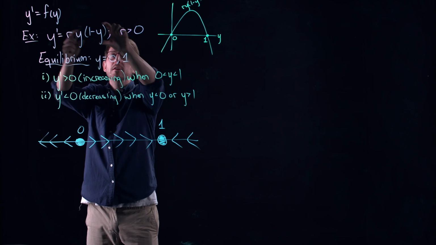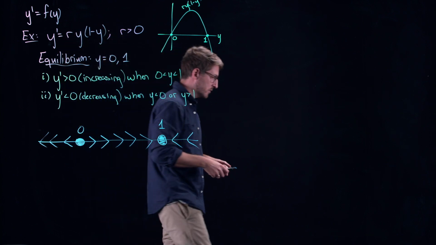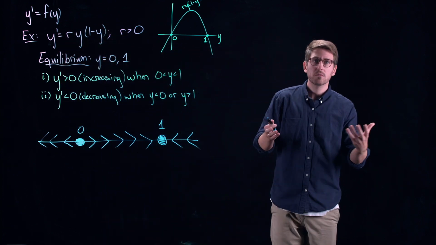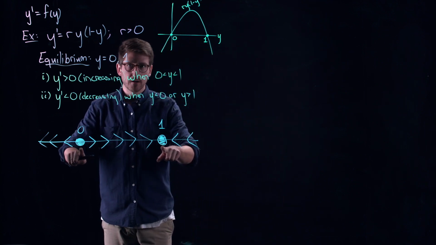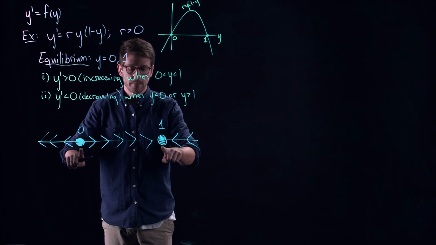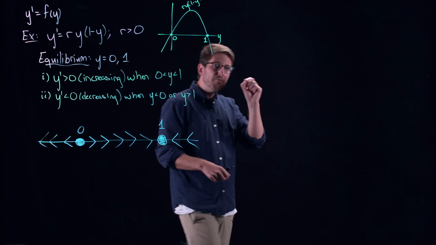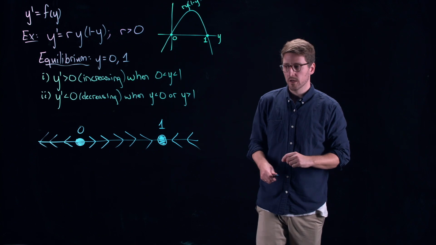That tells me everything I need to know about this differential equation. So the question is how? How does that tell me everything I need to know? First of all, it tells me the equilibrium values. I've got them clearly indicated for myself here at 0 and 1. And it tells me how every single other solution to this equation behaves.